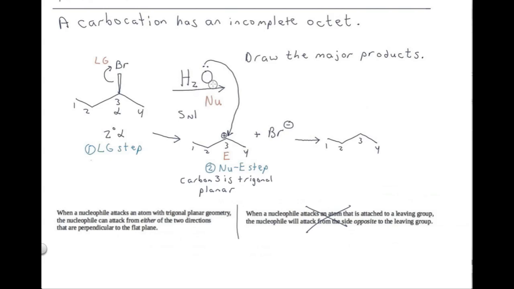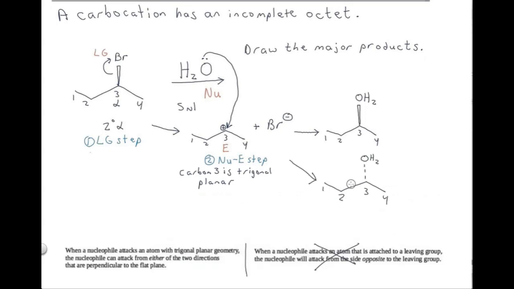Notice that there's no particular reason why the water should prefer to attack from in front or from behind, so we would expect that the water would attack from in front about 50% of the time and from behind the page about 50% of the time. So about 50% of the time, the water is going to end up on a wedge. About 50% of the time, the water will attack from in front of the page and end up on a wedge. About 50% of the time, it will attack from behind the page and end up on a dash.